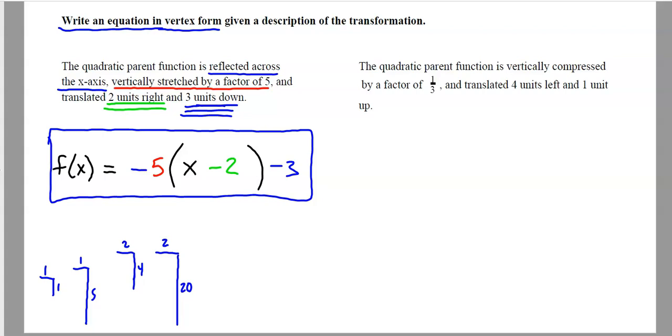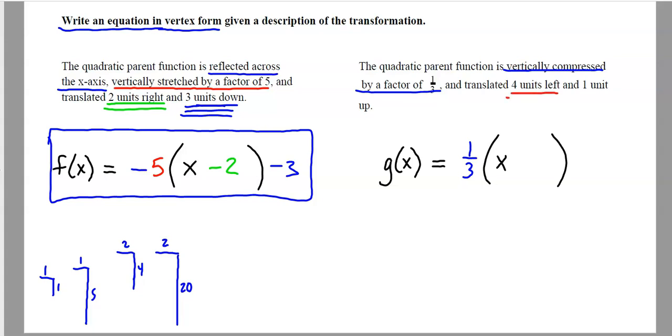All right, next one. Quadratic parent function is vertically compressed by a factor of 1/3. So I know when I write this thing out, maybe I'll call this one g of x. Doesn't really matter. Just using function notation. So it didn't reflect, so it's going to be a positive 1/3. And we're going 4 to the left. So 4 to the left, well, that is plus 4, because it's opposite of what I would normally think it is.